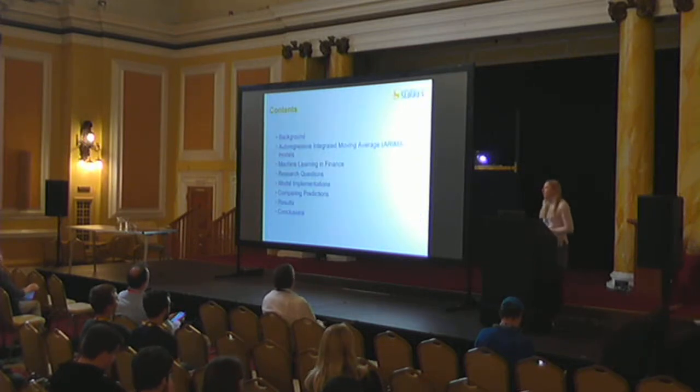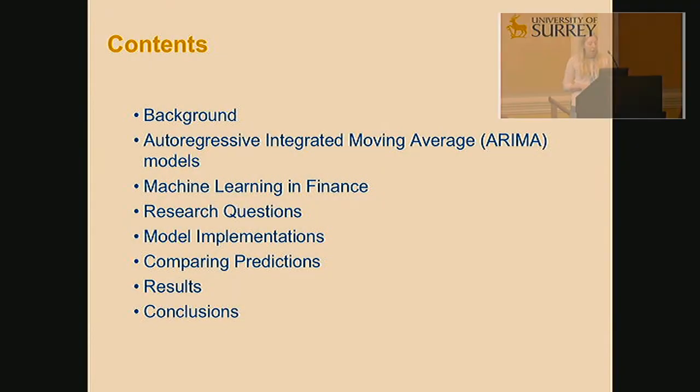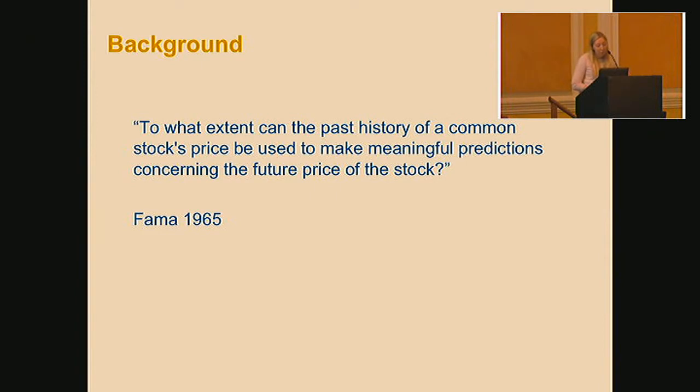So I'm going to go through a bit of background first, what you need to know, and then talk about an ARIMA model, which is the traditional technique that I used, talk a bit about machine learning in finance, and a bit about what I wanted to know. I did this as a research piece for my master's degree at the University of Surrey, in economics and finance. Then I'll talk about how I implemented the models that I used, how I compared the predictions, then go through the empirical results, a bit of discussion about the two techniques, and then my overall conclusions.